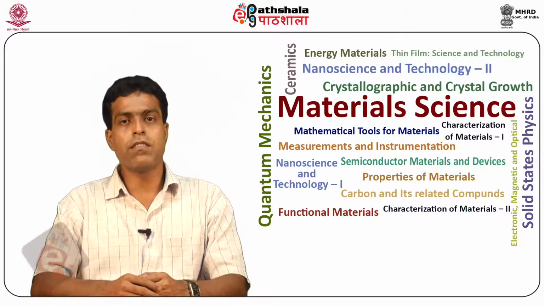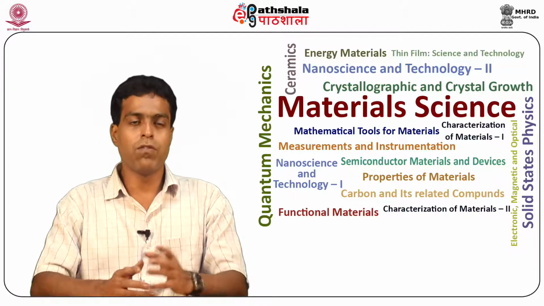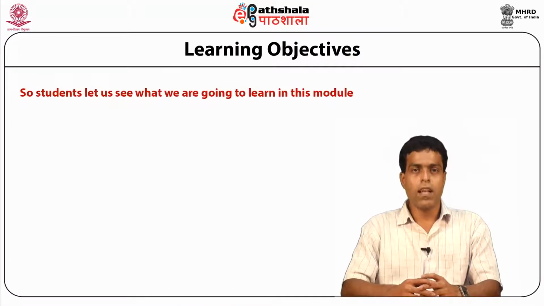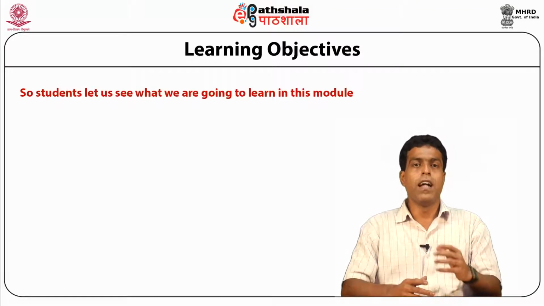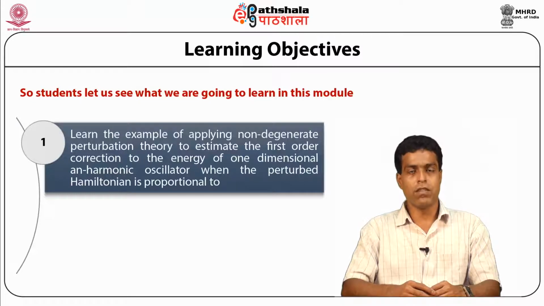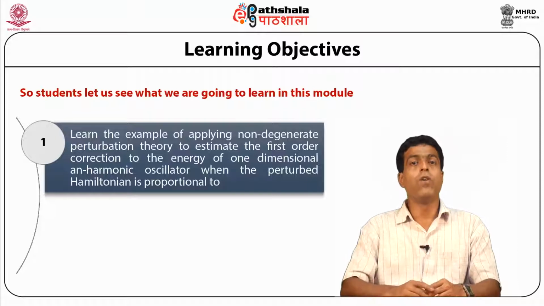Here we are going to discuss the module, application of perturbation theory to a few problems from the paper Quantum Mechanics. So students, let us see what we are going to learn in this module. Learn the example of applying non-degenerate perturbation theory to estimate the first order correction to the energy of a one-dimensional anharmonic oscillator when the perturbing part of the Hamiltonian is proportional to x square.